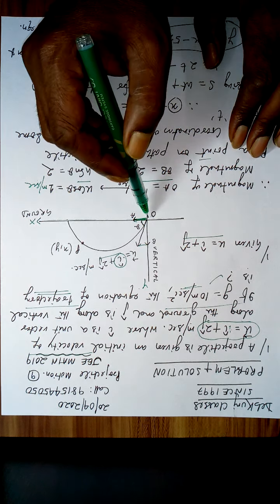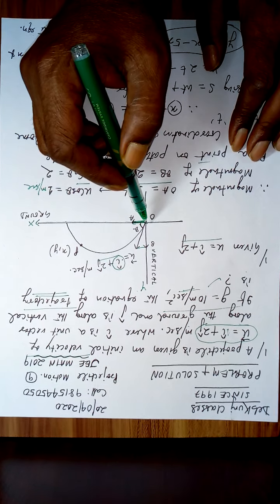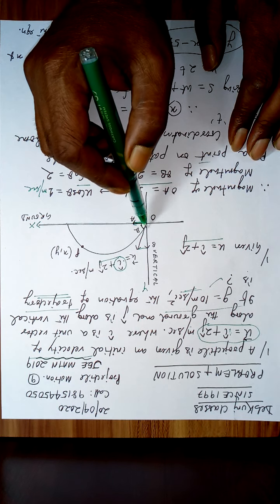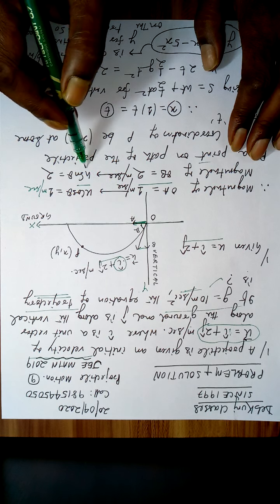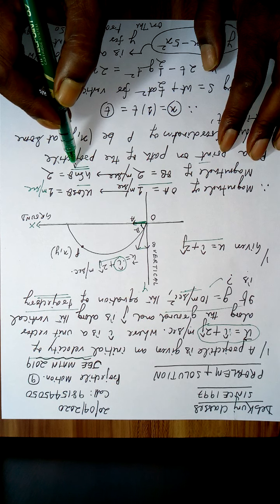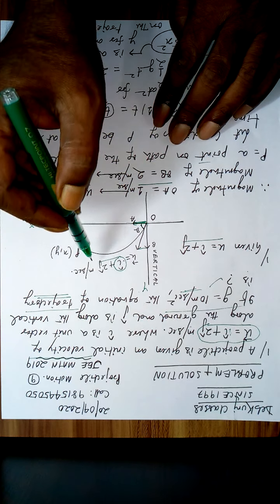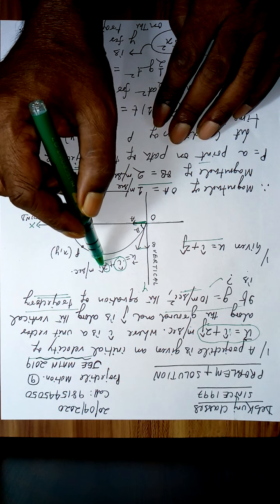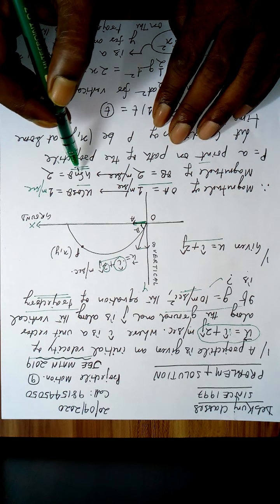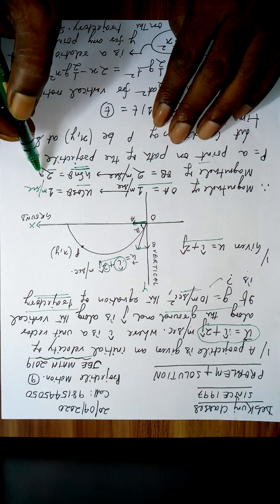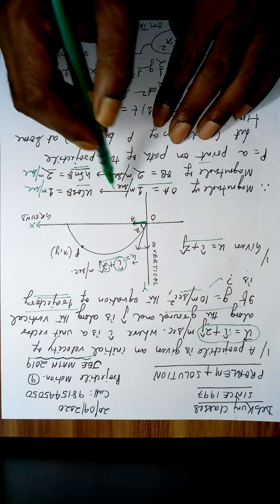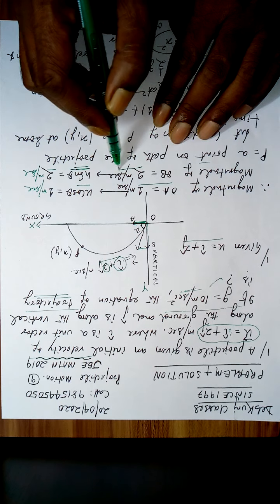Similarly, the magnitude of OB, from O to B, should be u sin theta. That is the y component. If you look at it, the y component is 2. Therefore u sin theta is 2 meter per second.